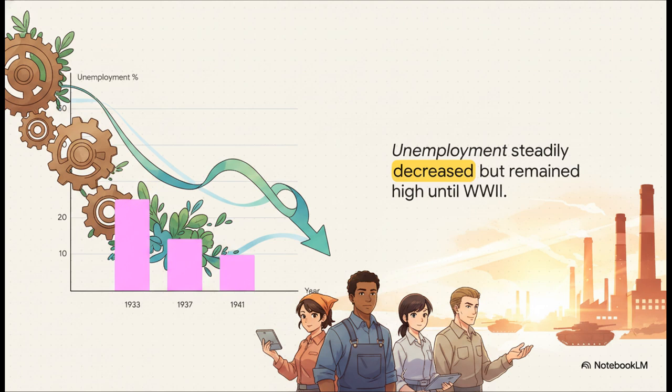Now, what's really interesting when you look at the actual trajectory of recovery is this steady downward trend. You see unemployment dropping from its peak of over 25% in 1933 down to about 14% in 1937. The New Deal policies undoubtedly improved conditions and reversed that deflationary spiral. However, it is vital to point out that true full employment wasn't actually reached until the massive, unprecedented deficit spending required to mobilize for World War II began in 1941.